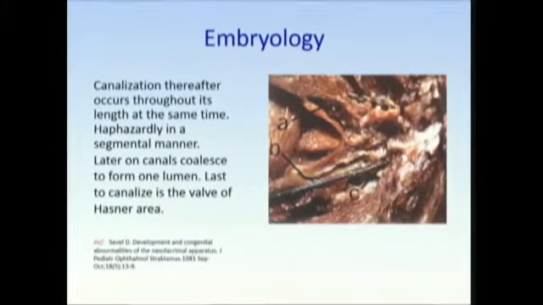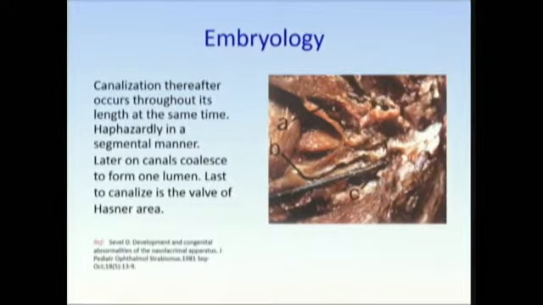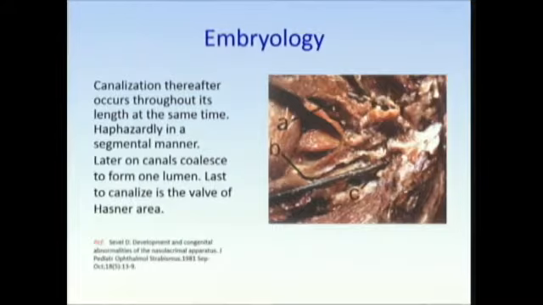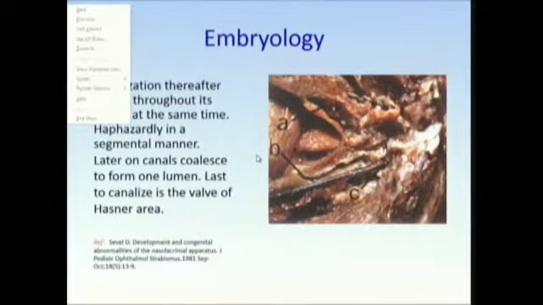Now, the other point is about the canalization. People have spoken about the canalization. It starts from the punctum and goes all the way down to the Hasner valve. The truth was found by many dissections done in this study. They found that the canalization happens actually, what happened here?